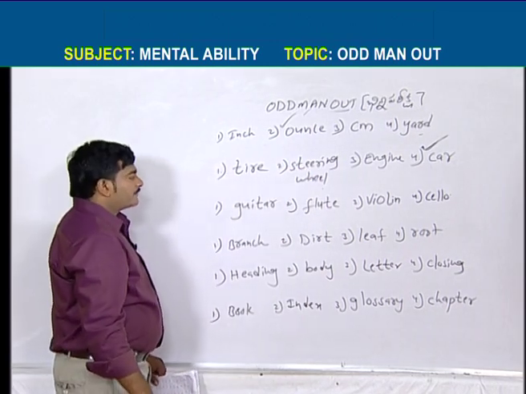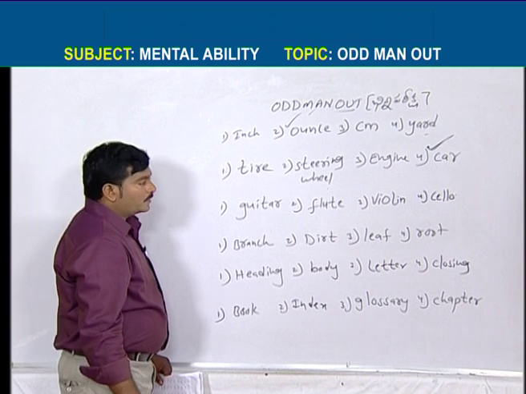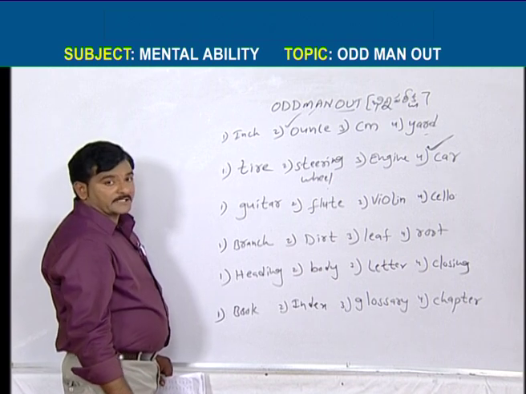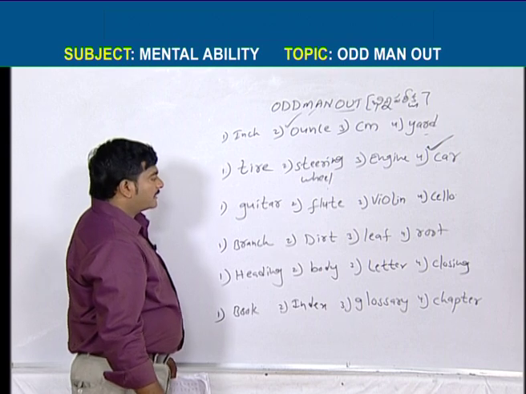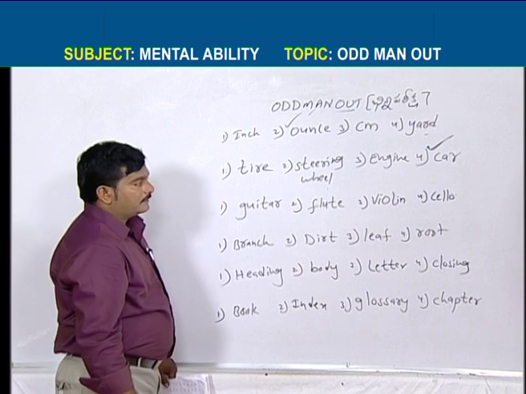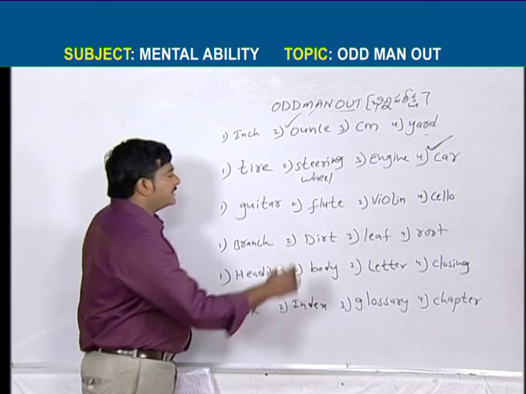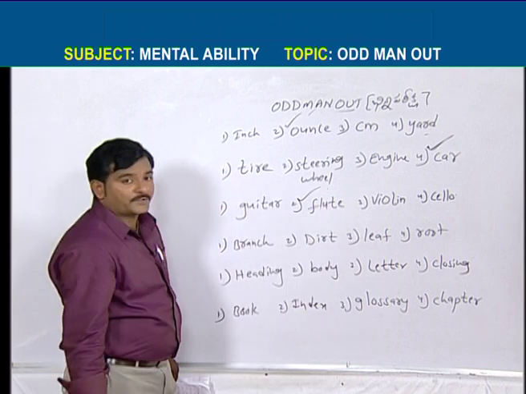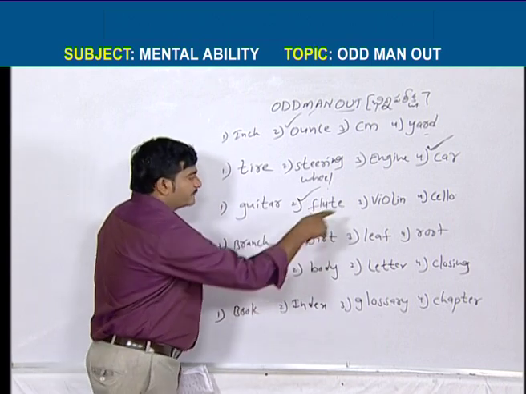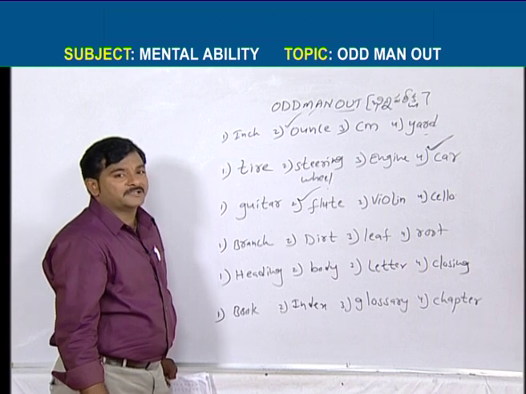Now observe here: guitar, flute, violin, cello. I repeat, guitar, flute, violin, cello. It's very clear. What is your answer? Flute. Because the remaining are string instruments.